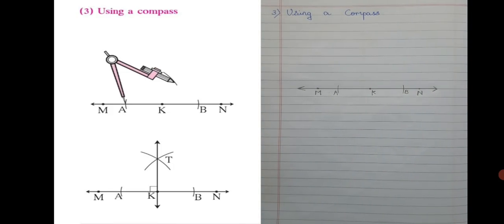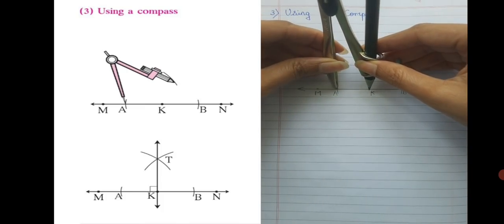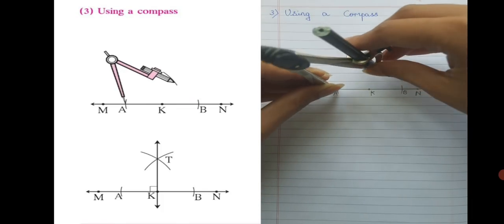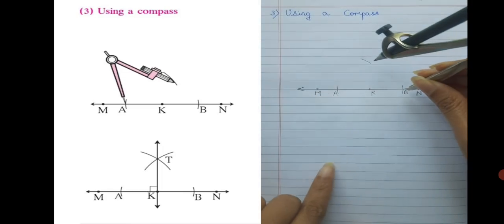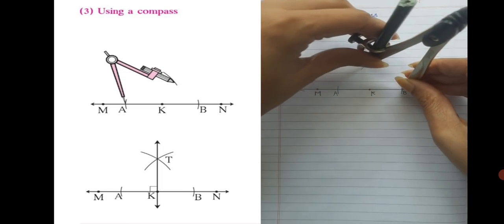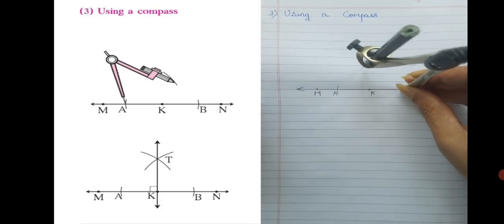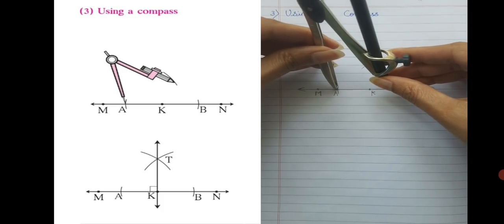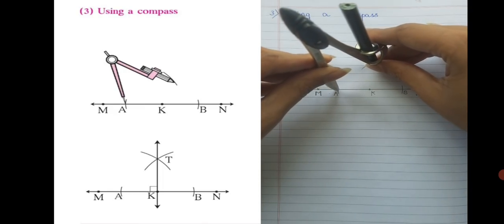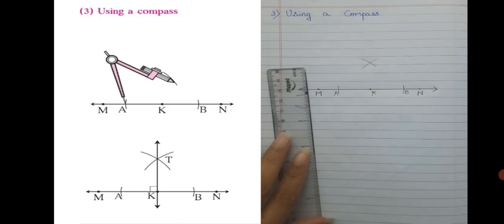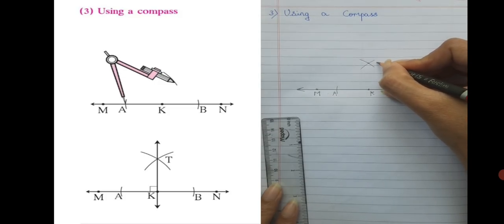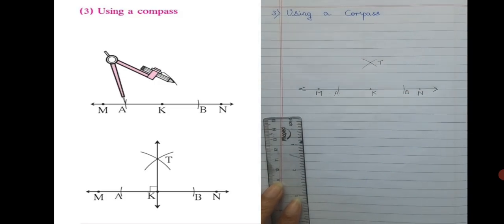Now place the compass point at A. We have to place the point at A, taking a convenient distance greater than half the length of AB. Draw an arc on one side of the line. Now place the compass point at B and using the same distance, draw another arc to intersect the first one. If you find the arcs are not intersecting each other, you can go back to A and complete it. So you will see that you get a X shape on top. The arcs cut each other. Name it as point T.